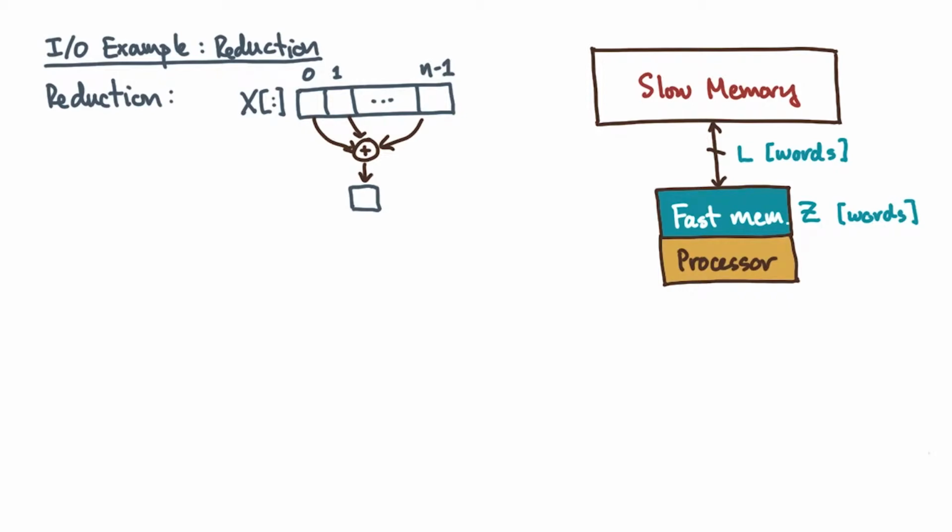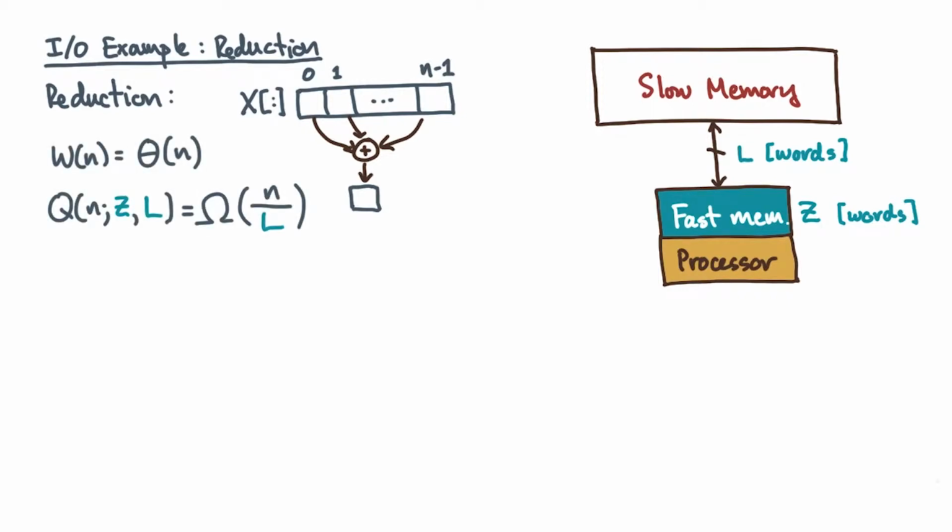Recall the reduction example. The work is linear and the number of transfers is at least n over L. Now let's analyze a concrete algorithm to see whether or not we can achieve this lower bound.